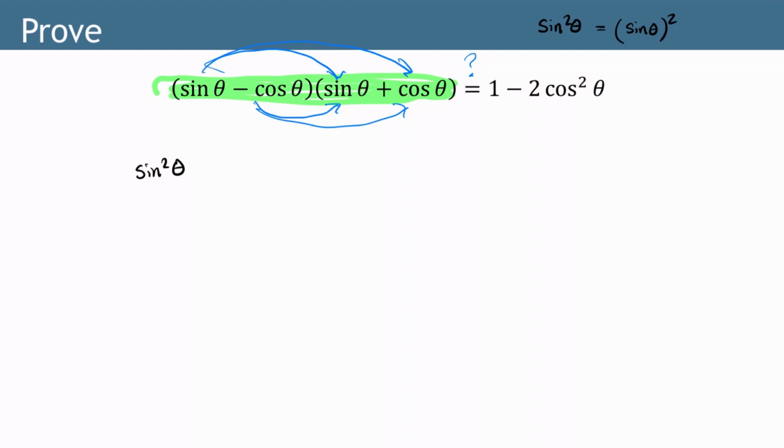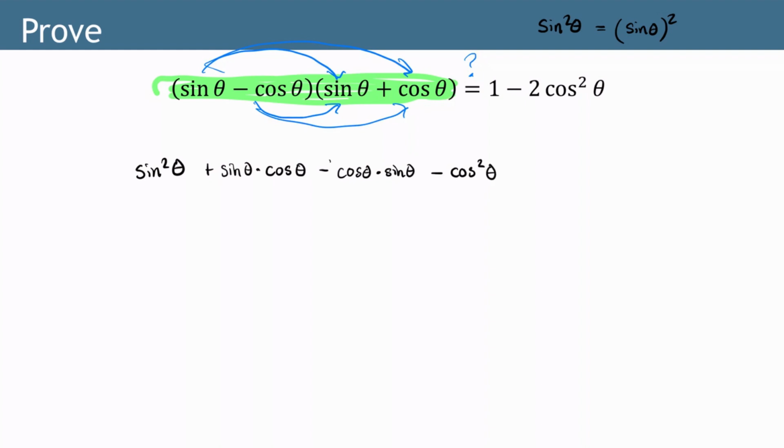Sine theta times cosine theta. Well, that's just sine theta times cosine theta. Now negative cosine theta times sine theta. Well, that's just minus cosine theta times sine theta. Oh, that's good. I see something already. And then last but not least, minus cosine. Don't forget the minus there. Minus cosine theta times cosine theta. So that's going to give me a minus cosine squared theta.